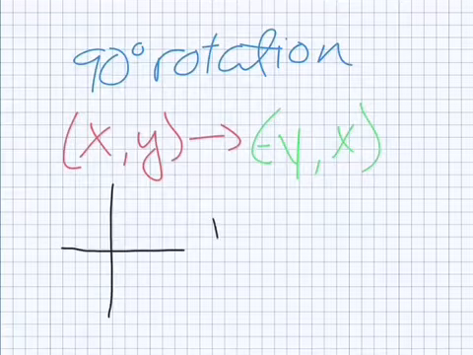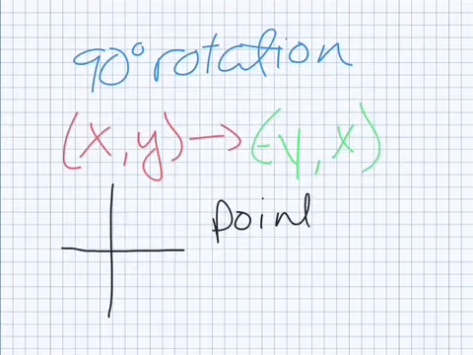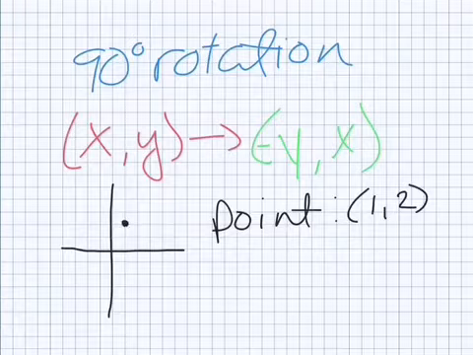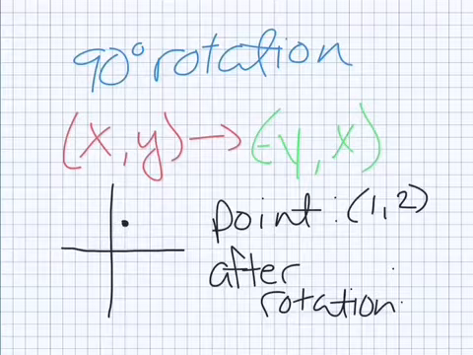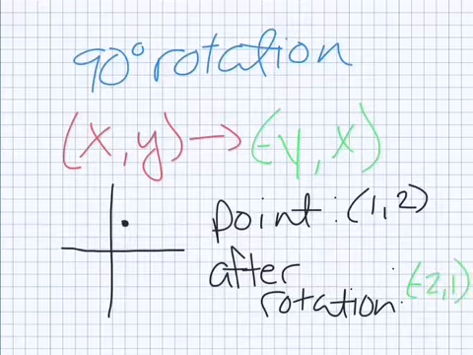For example, we have point 1, 2, that has to complete a 90-degree rotation. First, I graph the point, the original point that is. You don't have to, unless you're asked to. Then switch the 1 and 2 and make the 2 negative, which will leave you with negative 2, 1 being your final coordinate. Then you should graph that as well.